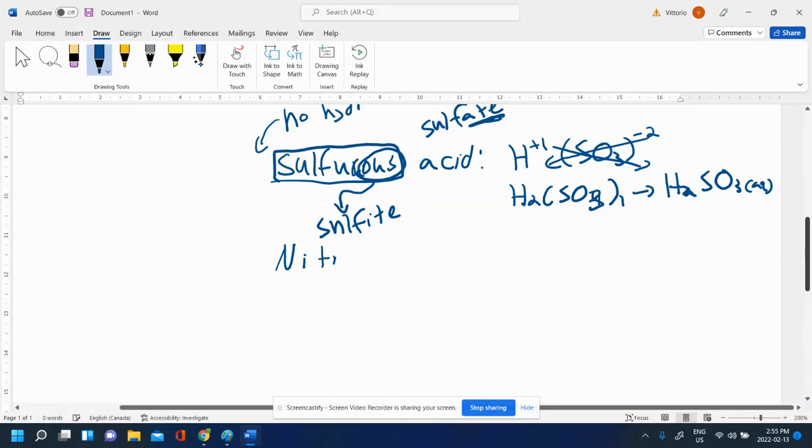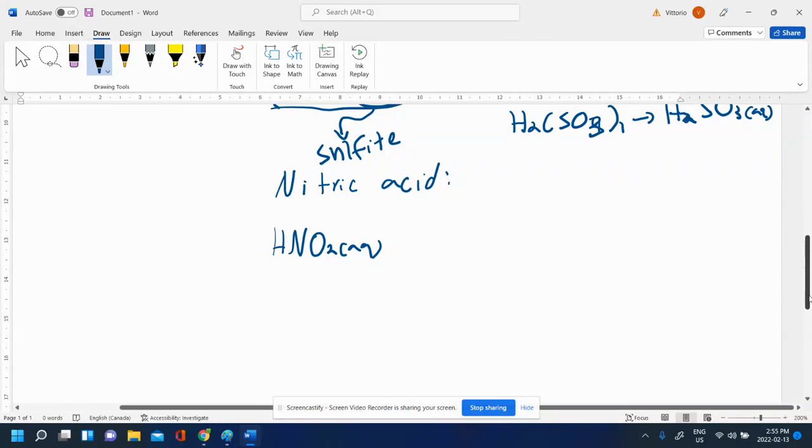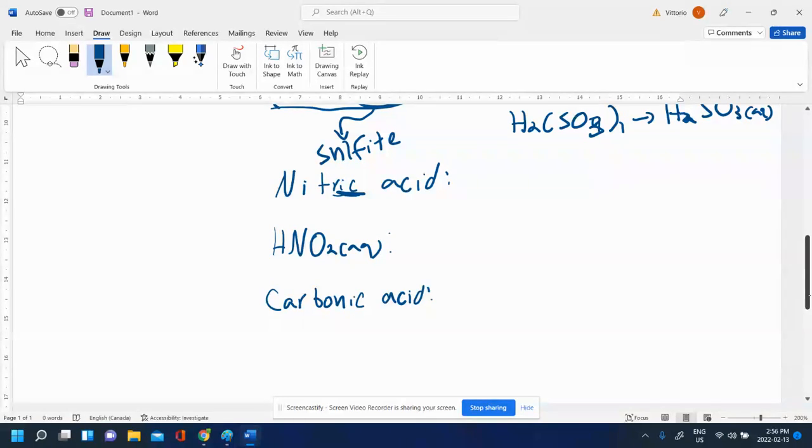Let's try the following ones. You can pause the video and try them out yourself. So nitric acid. We'll name this one here instead, and then you'll write the formula for the other one. So nitric acid. This is not a binary because there's no hydro in the front. Nitric means that IC means that this was ATE before. So that's nitrate. So this comes from nitrate.